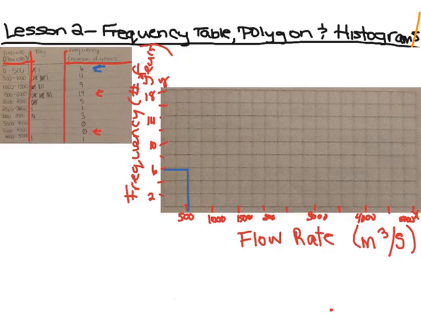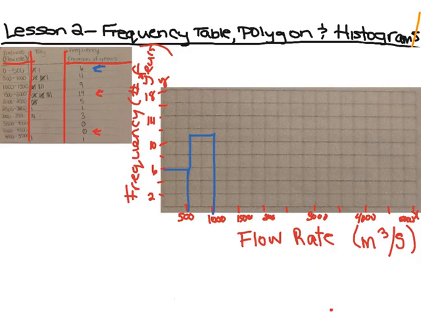The second bar, from 500 to 1,000, has 11 pieces of information. So 11 is halfway between 10 and 12. So draw your line, down, down. See how there's no gaps between the bars.